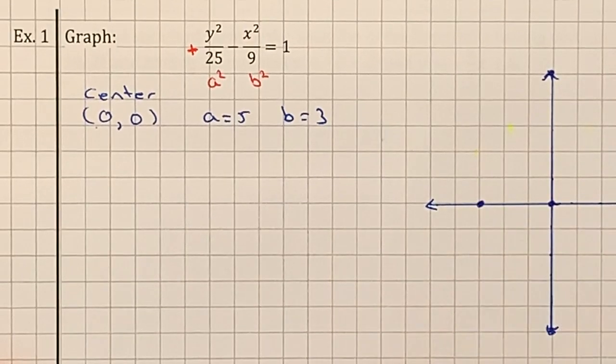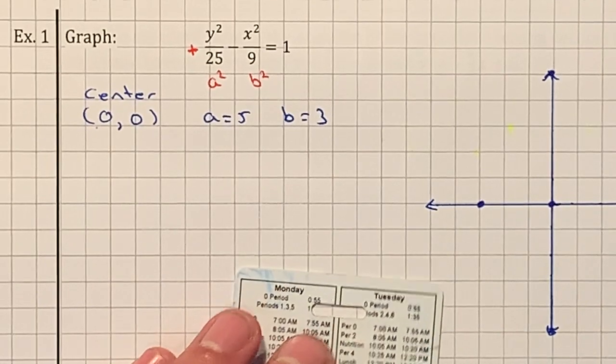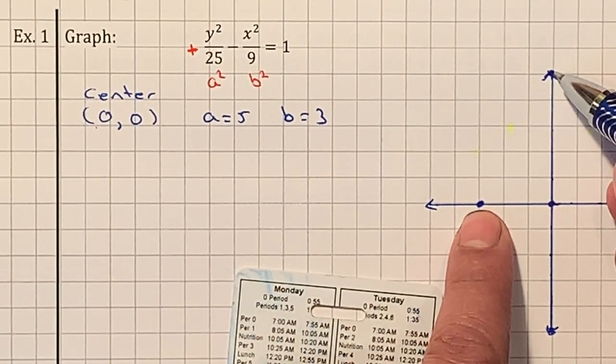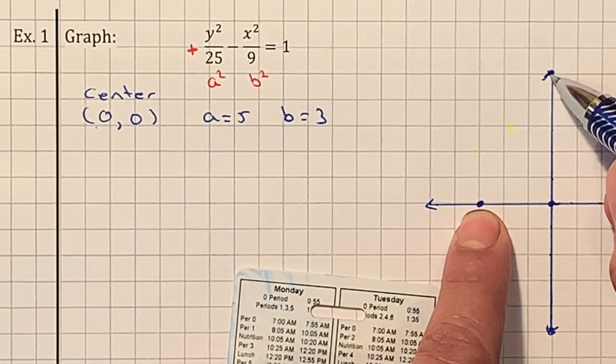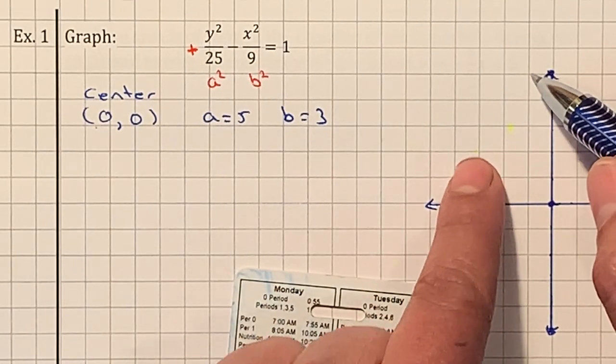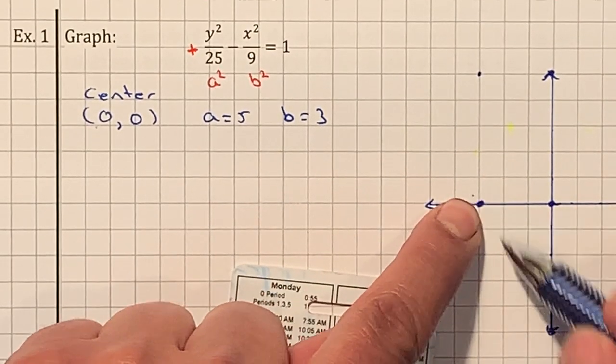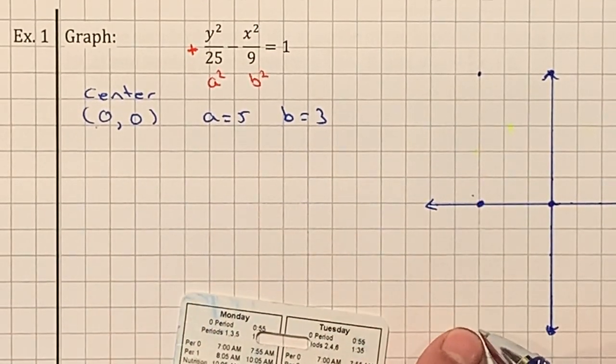So very similar to an ellipse. But now the only thing that we're going to do is draw our asymptotes first. So therefore I'm going to make a box. I'm going to go under those two points and find my corners.